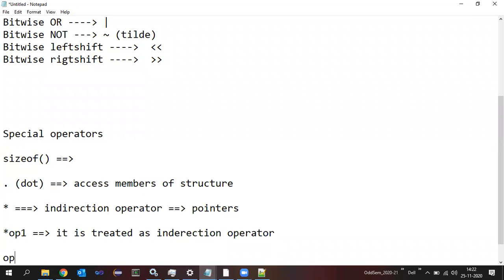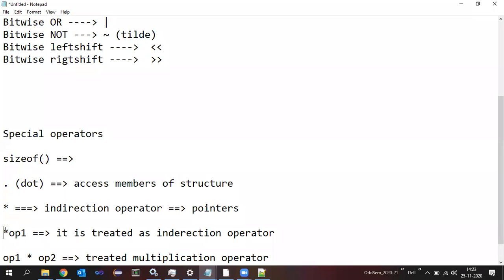If I write something like this, operand 1 star operand 2, now if you notice here, what is the usage? I'm using star with how many operands? Two operands. In that case, it is treated as the multiplication operator. Based upon the number of operands I use with the star symbol, its behavior will change. That is something you need to understand.